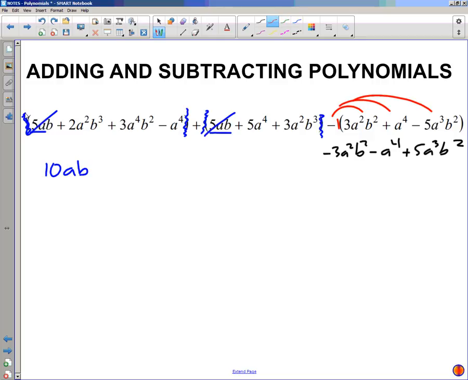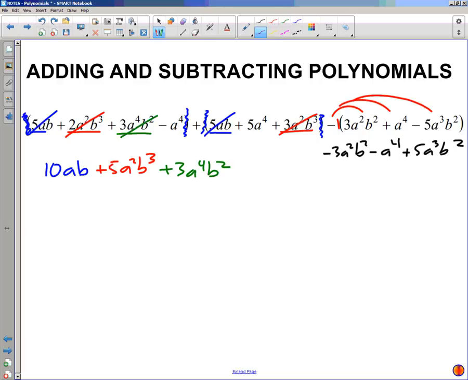So next up, I see a 2a squared b cubed. So I'm looking for a squared b cubed. I see another one here. There's the 3 there, and I've got an a cubed b squared, but I need the square to be on the a. So no. Yeah, that's the only other one I see. So I've got a 2 and a 3 that's going to combine to give me a 5a squared b cubed. And we'll cross those out. Next up, I've got an a to the fourth b squared. So I'm looking for another a to the fourth b squared, and I do not see any more at all. So we'll just go ahead and bring that guy down. Nobody to combine you with. That's fine.